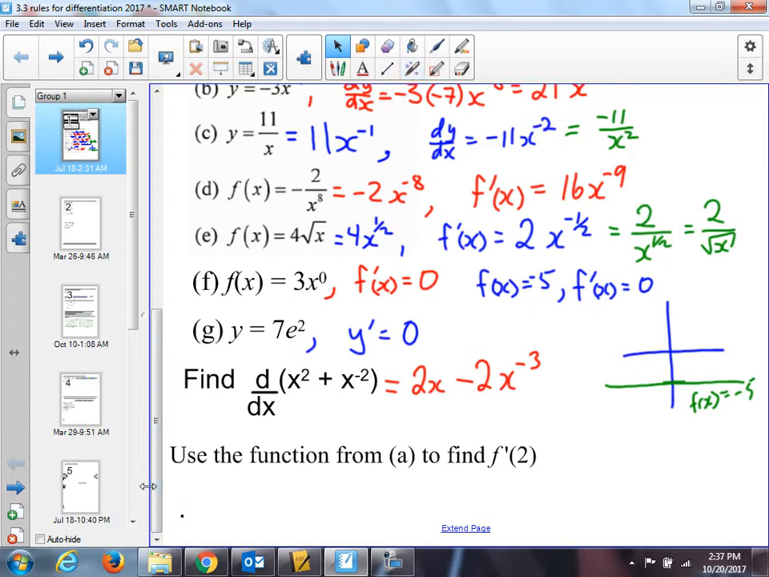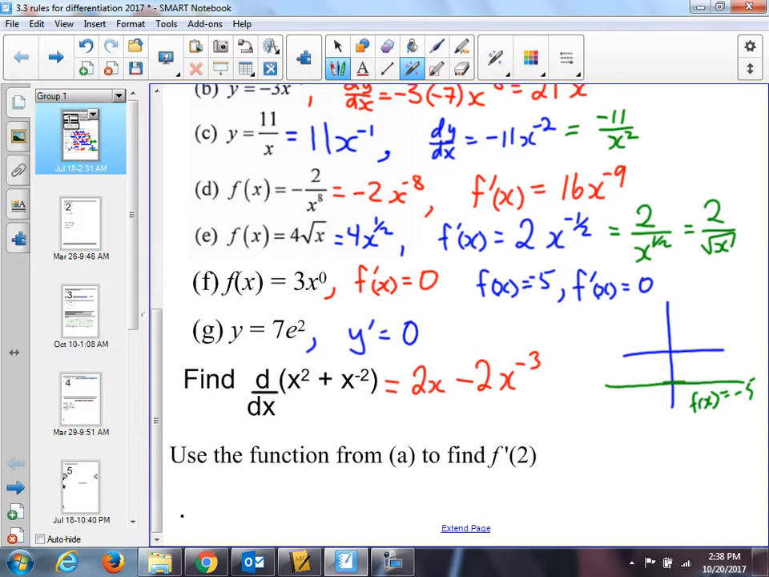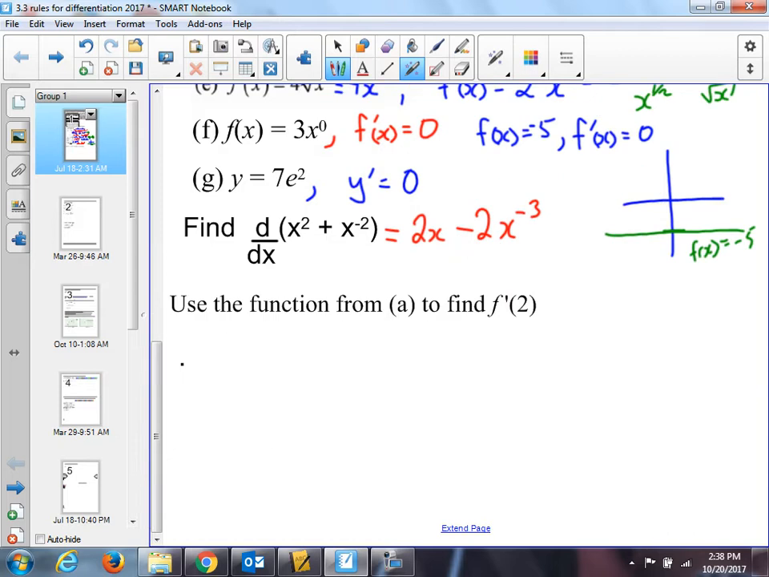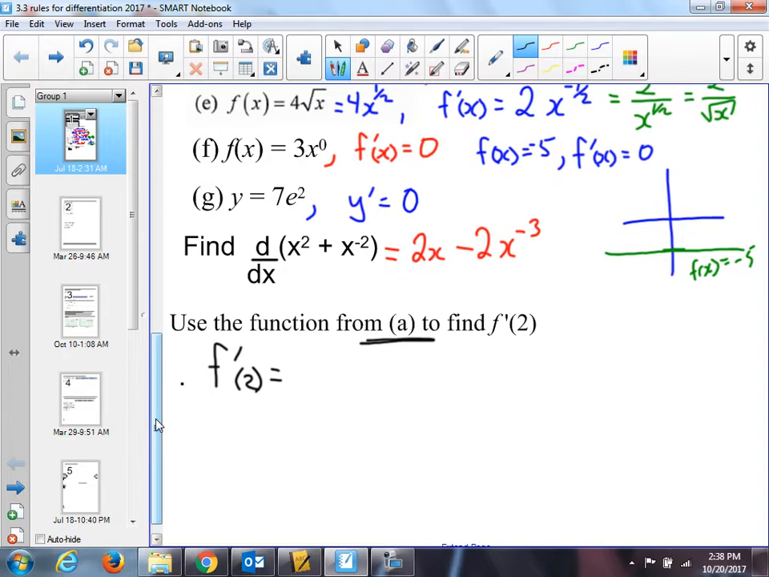Okay. Now, use the function from A to find f prime of 2. So if I just started right off the bat and I said, f of x is equal to this expression, what is f prime of 2, the derivative at x equals 2? What would you do? Because mathematically, I know it's not too tough. f prime of 2 is equal to? Using the function from A.